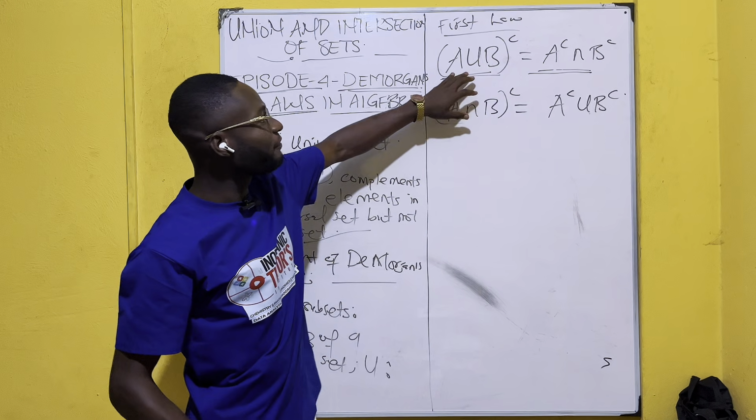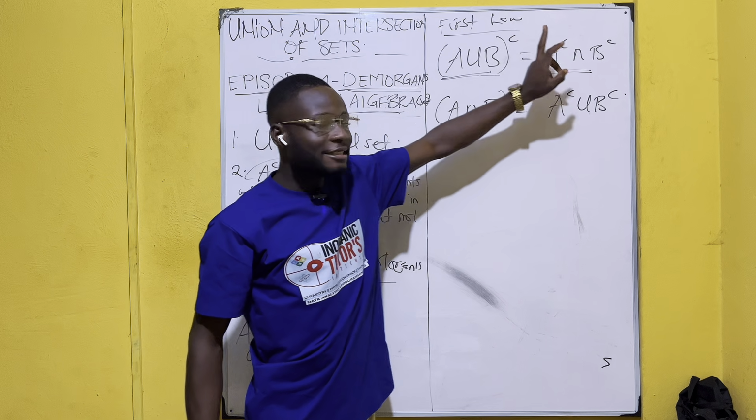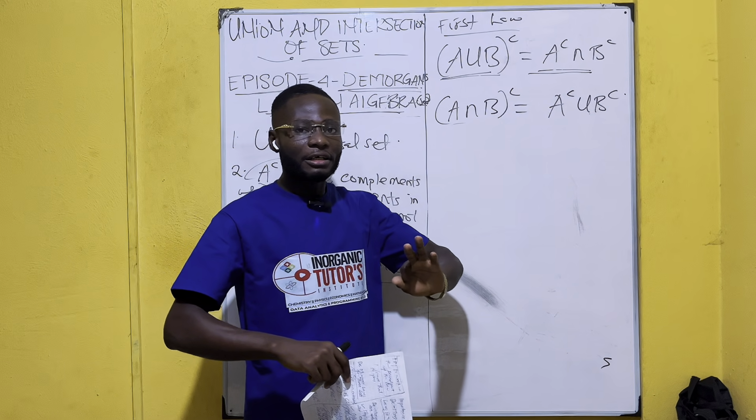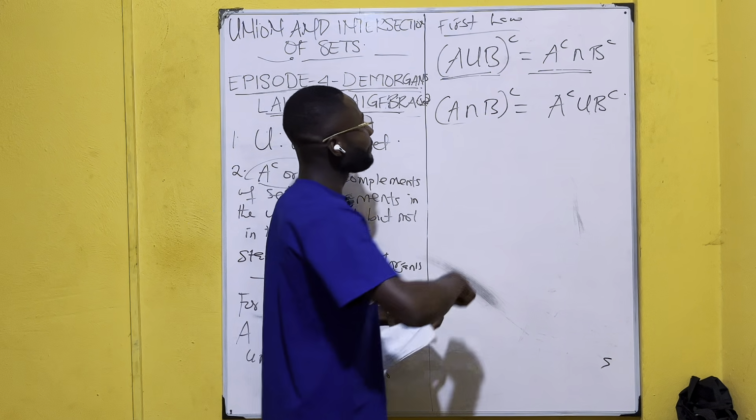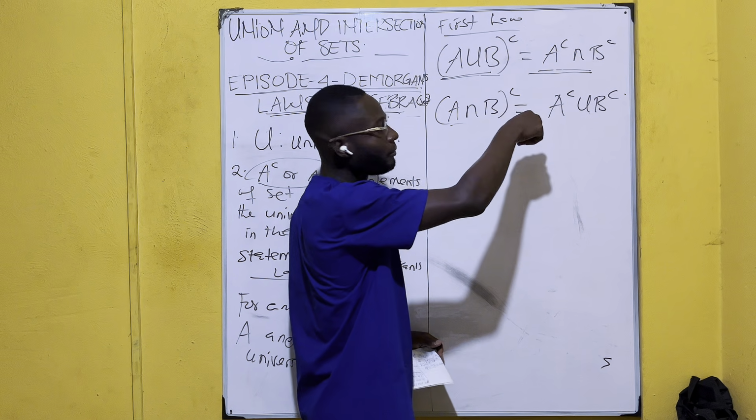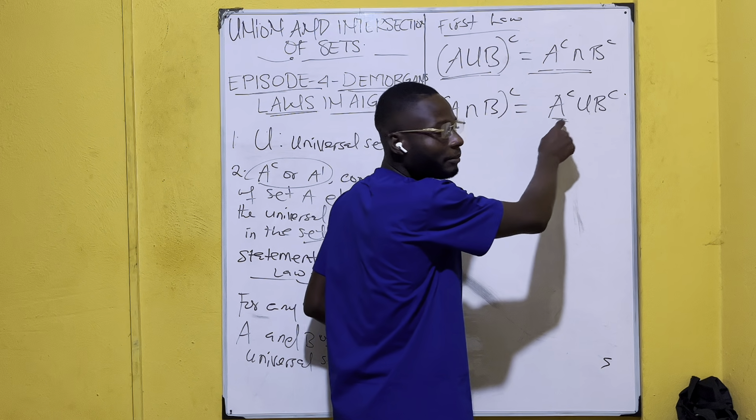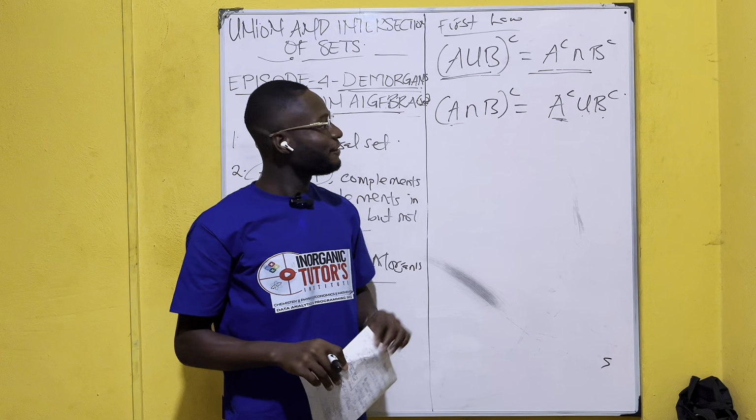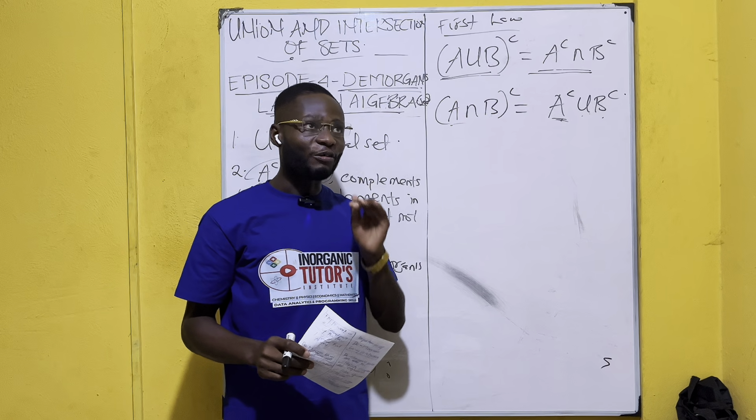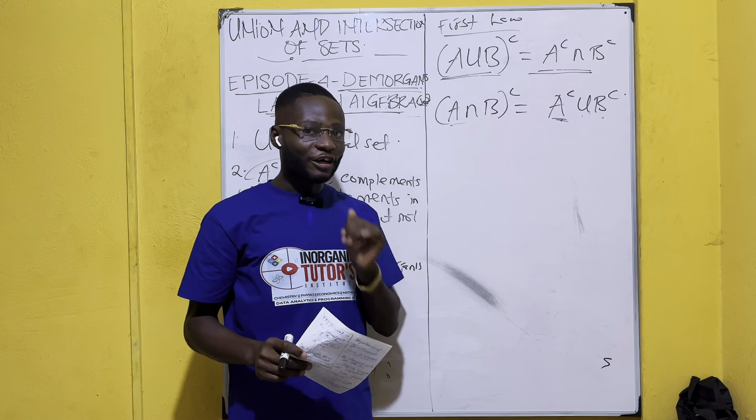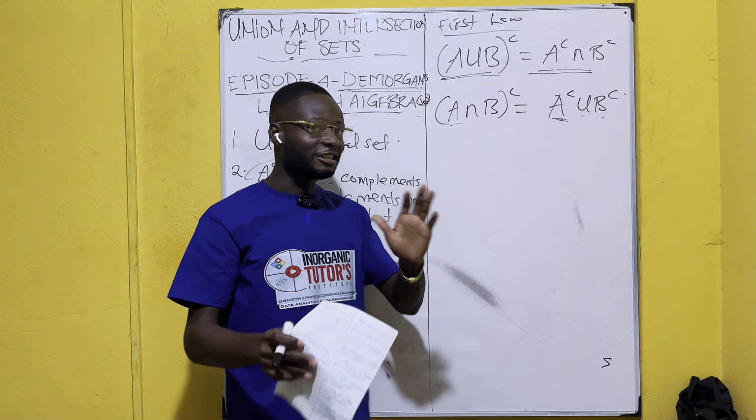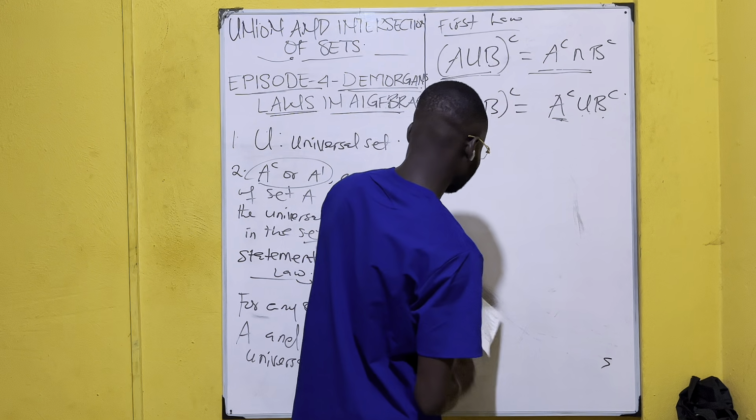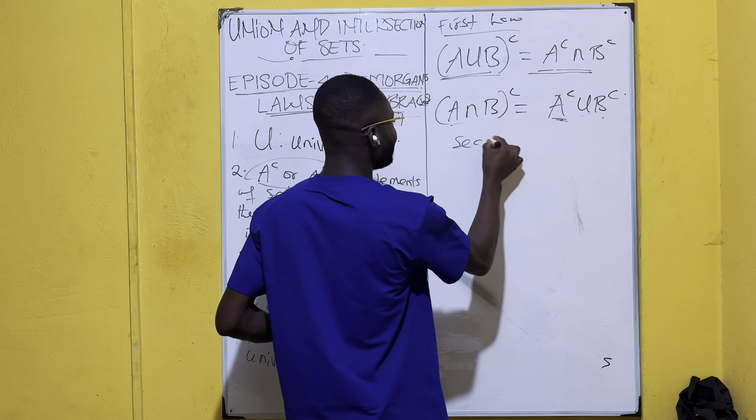Beautiful. So if you have the complement of A union B, it's the same as A complement intersection B complement. Similarly, if you have the complement of A intersection B, then it is the same as A complement union B complement. See how beautiful De Morgan's law is. Very interesting. One of the interesting topics in algebra is De Morgan's law, because it's just switching like that. Great. Now, let's look at the second law.